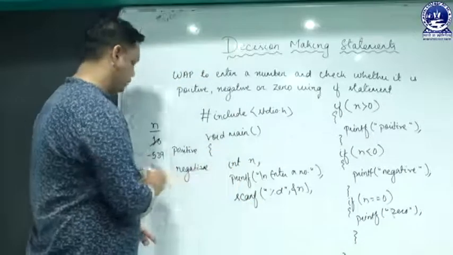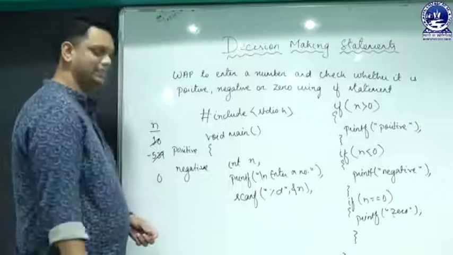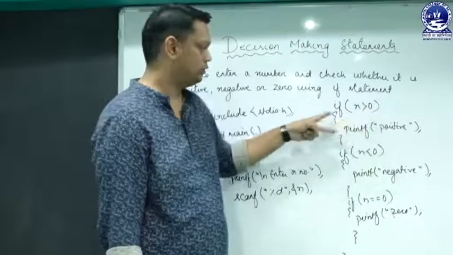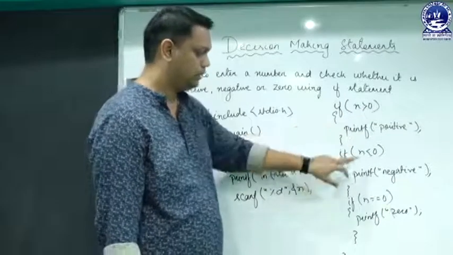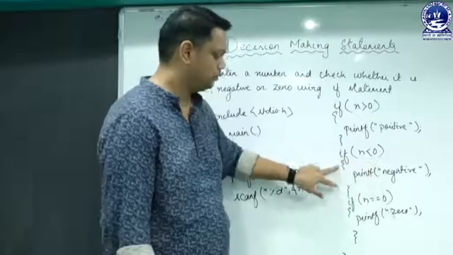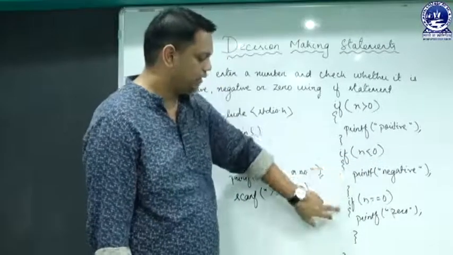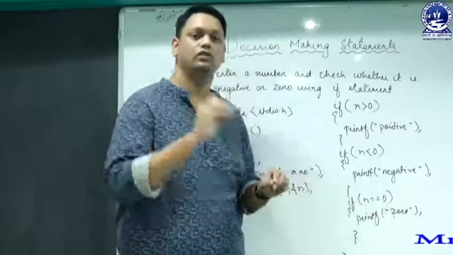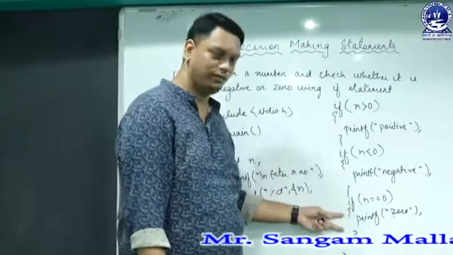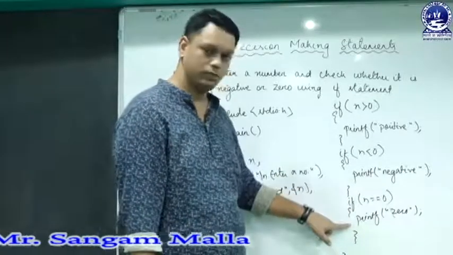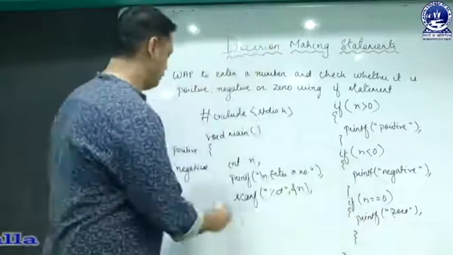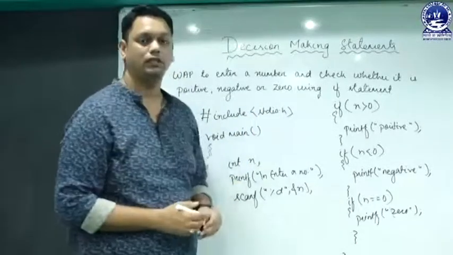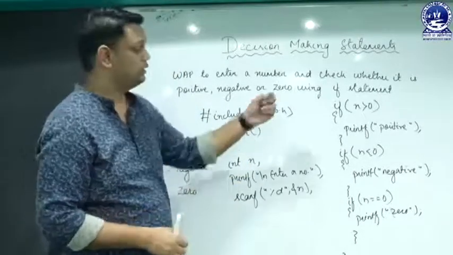In another example, if I take the value of n as exactly 0, it will ask: is 0 greater than 0? False, 0 is not greater than 0. Then it will come to the next if statement: is 0 less than 0? No, it is not, so it will skip this block. Again it will check if n is equal to 0. Yes, 0 is equal to 0, so the condition is satisfied, it will enter the block of this if statement and print the message 0. So we will get the answer as 0.